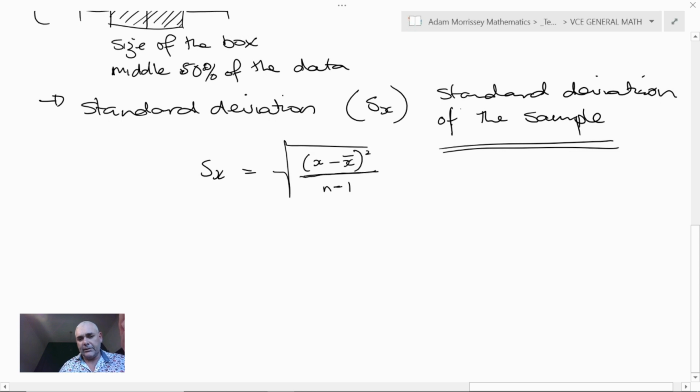Then finally, we take the square root of that, even though that was the first thing I drew. It's actually the last thing that we do. So, and what we end up reporting is the mean plus or minus 1 standard deviation.